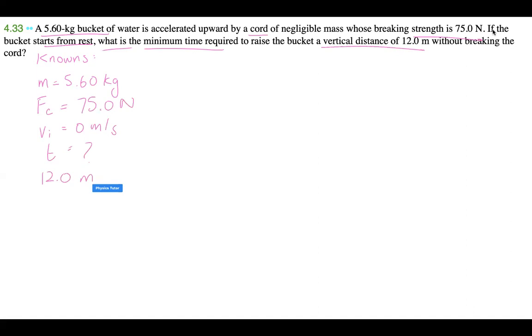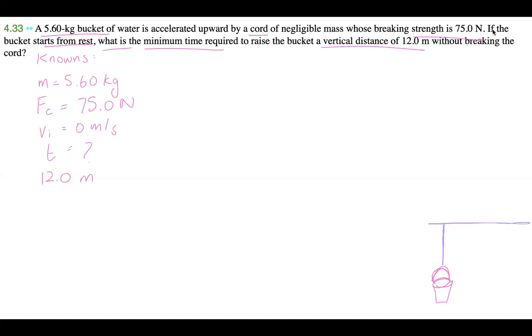Okay, so now let's actually try to understand this problem. We have a bucket, and as we understand it, we're also going to go ahead and draw it. So let's draw this little bucket, and it is being accelerated upward by a cord whose breaking strength is 75 newtons. So there's going to be some sort of cord. I'm going to change color just so that it's a little bit clear to us. So we have this cord right over here, and obviously this cord is attached to something. It doesn't really matter what, but it's attached to something.